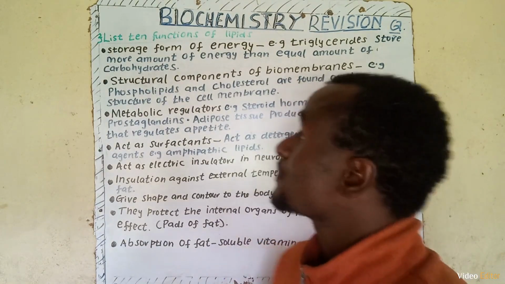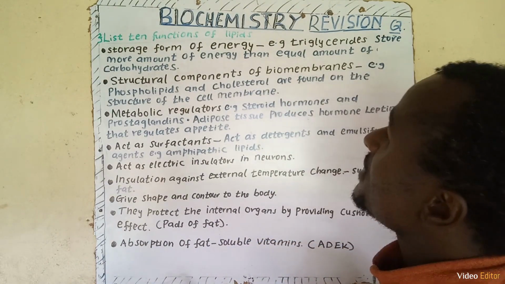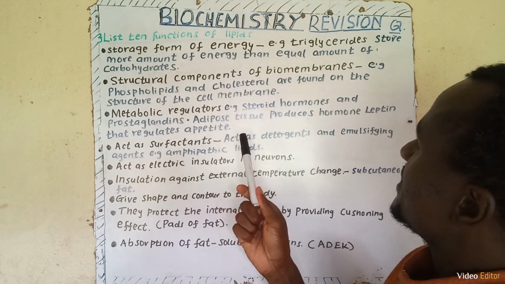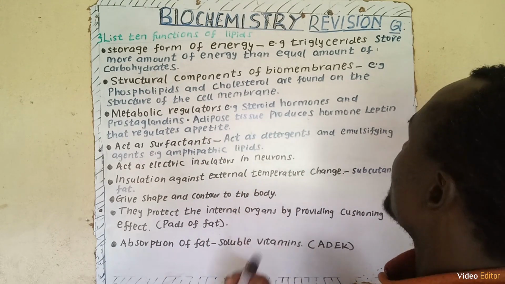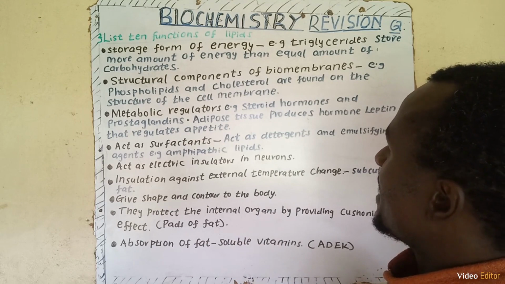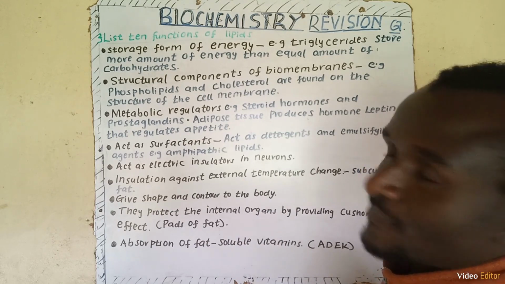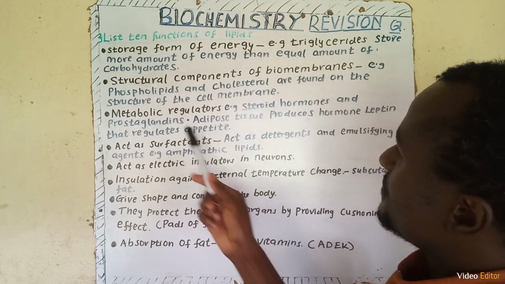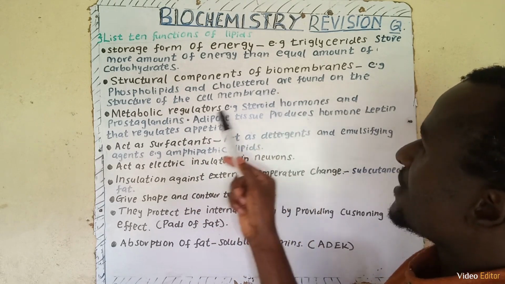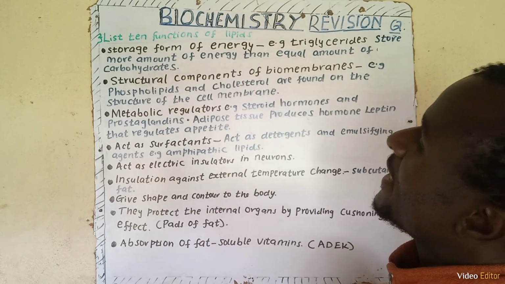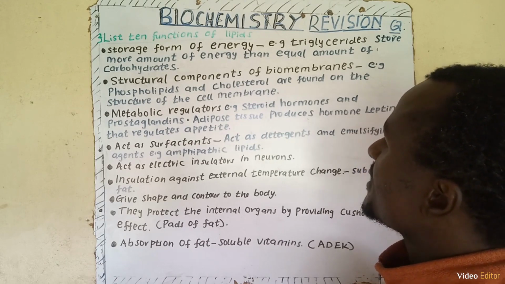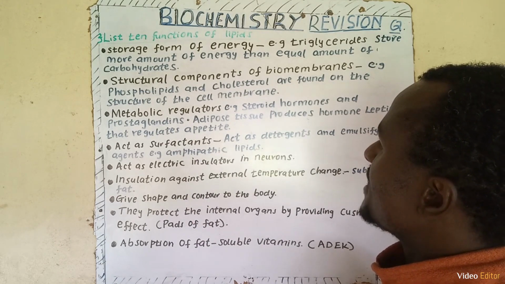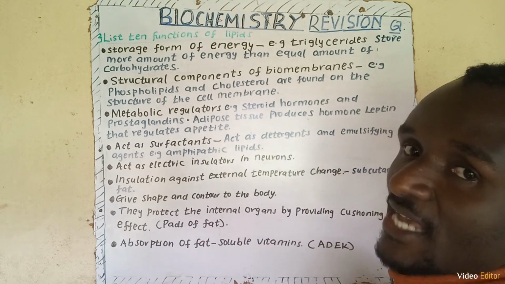We go through our notes. Number 1 is storage form of energy, e.g. triglycerides store more amount of energy than equal amount of carbohydrates. Structural components of biomembranes, I have explained that. So e.g. phospholipids and cholesterol are found on the structure of the cell membrane. Then metabolic regulators, e.g. steroid hormones and prostaglandins. Then we also have adipose tissue that produces hormone leptin that regulates appetite.